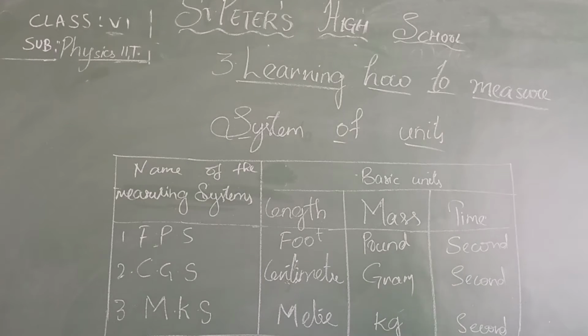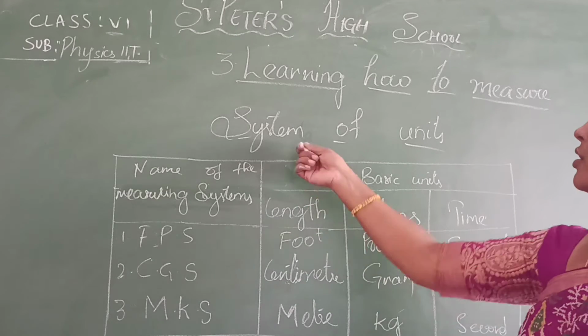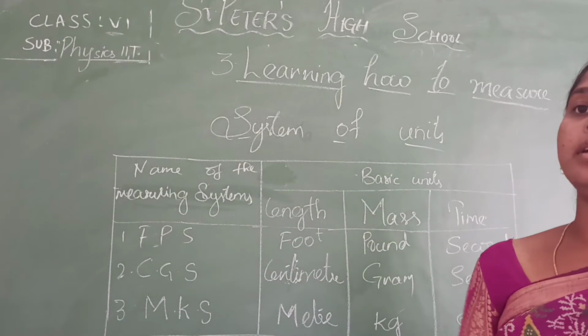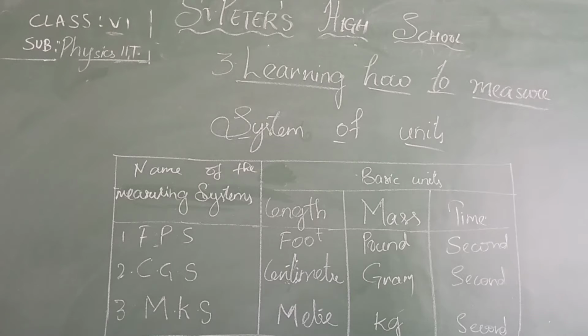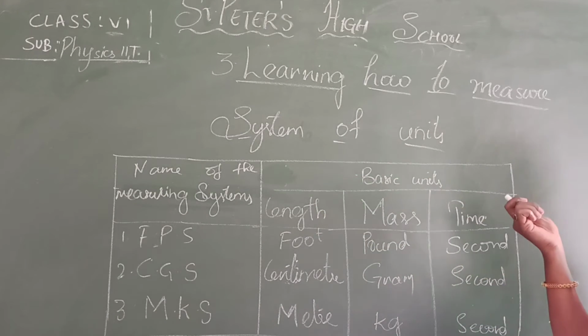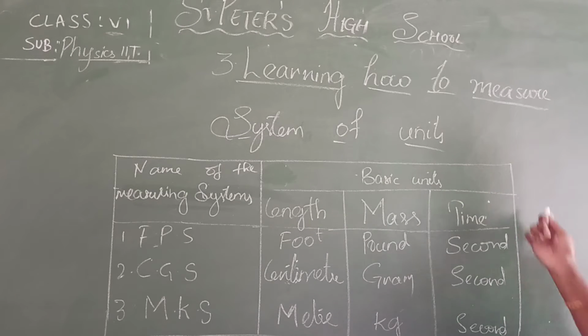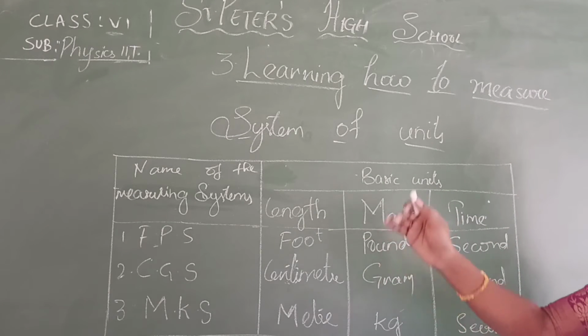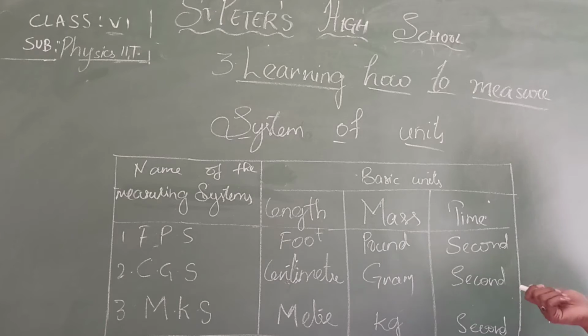This is a standard units table, right? So this is a system of units. We have different systems here, for how to measure different things like length, how to measure mass, how to measure time. To measure time in the CGS, MKS or FPS system, time is common, it is second.